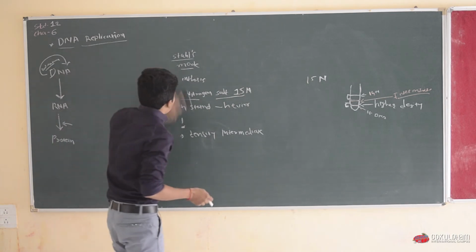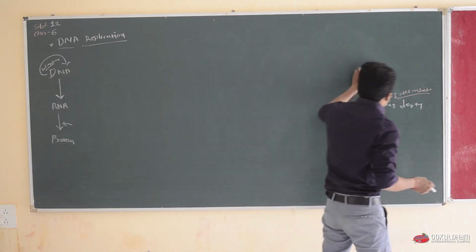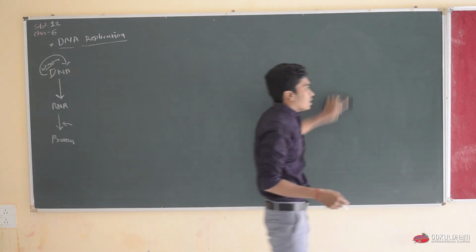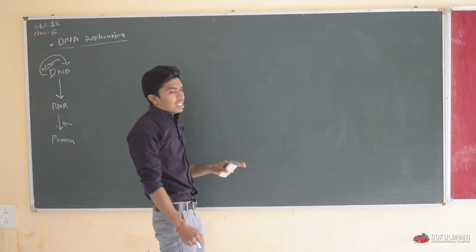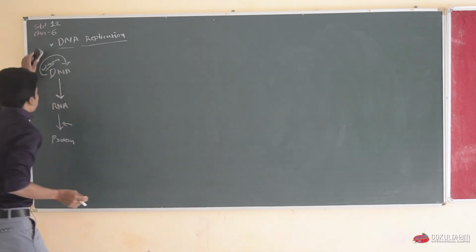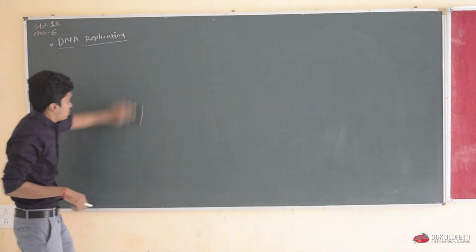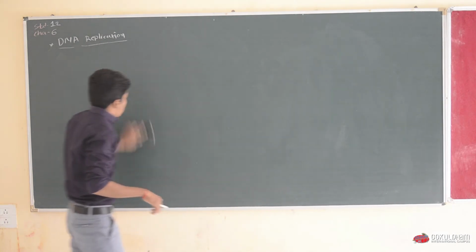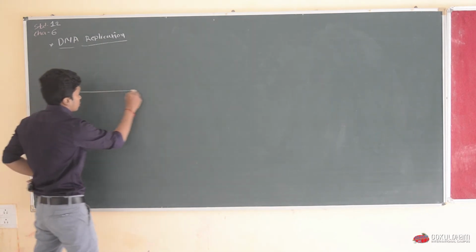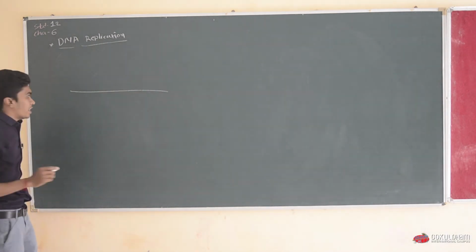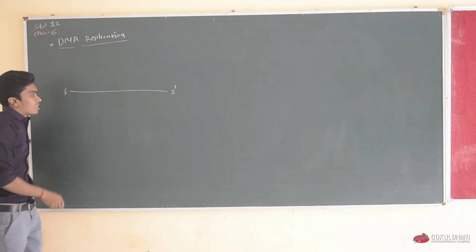Now what actually is replication and what is its mechanism? Now we will discuss the mechanism of DNA replication, in which DNA makes copies of itself. We know that DNA replicates and makes copies of itself, and we also know what the semi-conservative mode of replication is. Now we know that only a single strand of DNA works as a template. Consider that this is the 3' end and this is the 5' end.